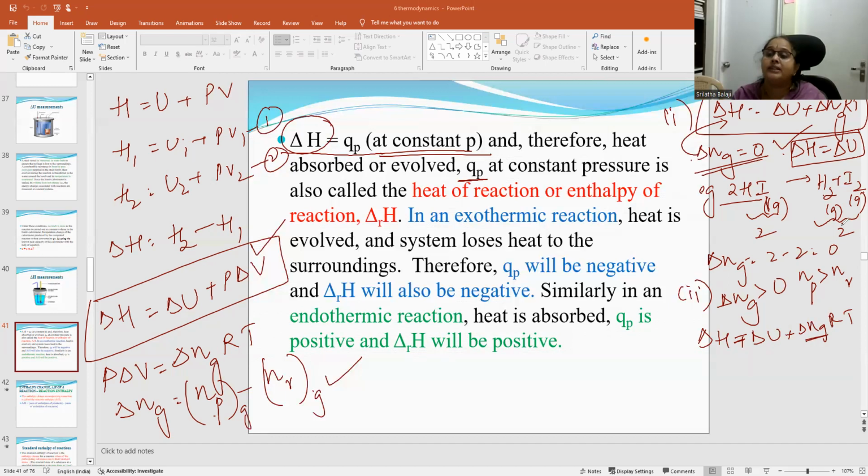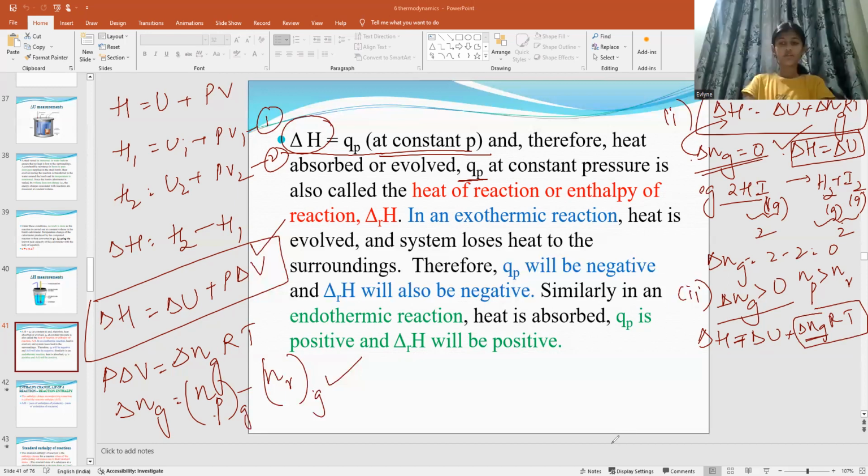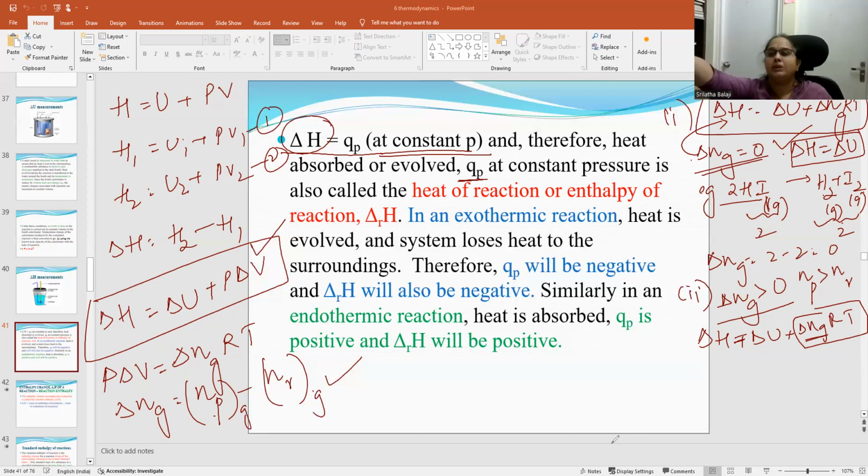When I'm giving you an example, I can only predict whether delta Ng is less than or greater than 0. But this is something that you should be in a position to calculate. I'm telling you delta Ng is greater than 0. That means, what will happen to the second term? Is it positive or negative? Positive. Now, delta H is delta U plus some positive value. So will delta H be greater than delta U or less than delta U?